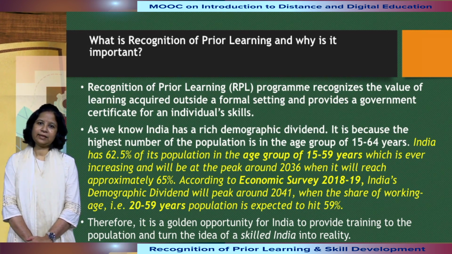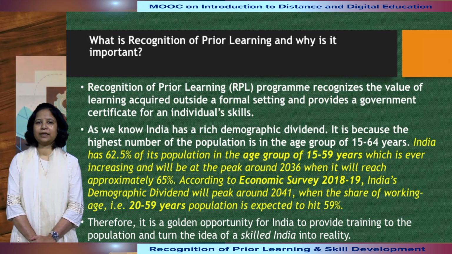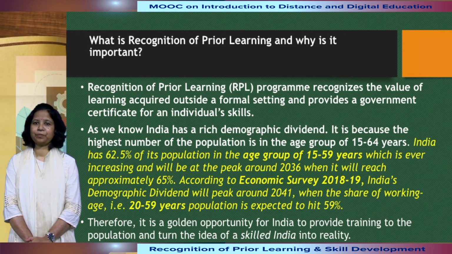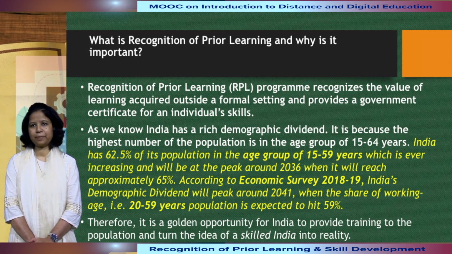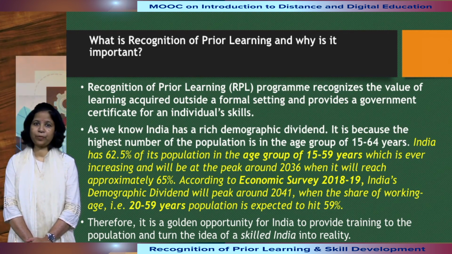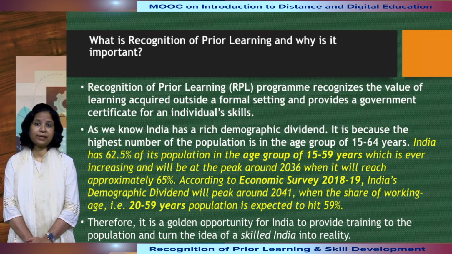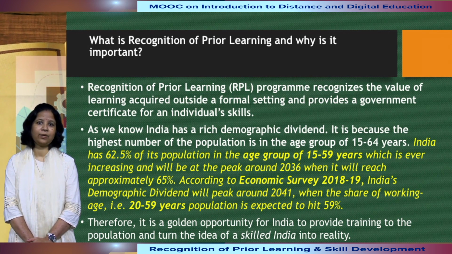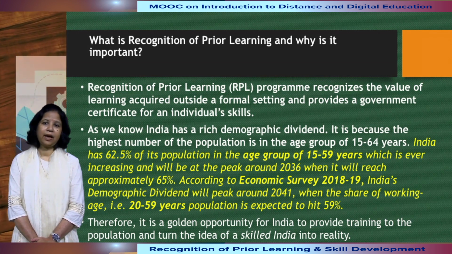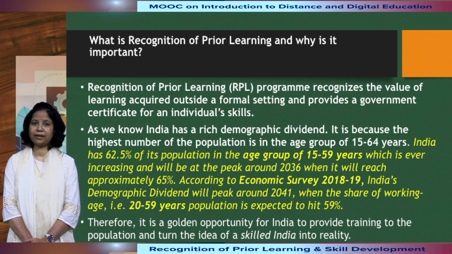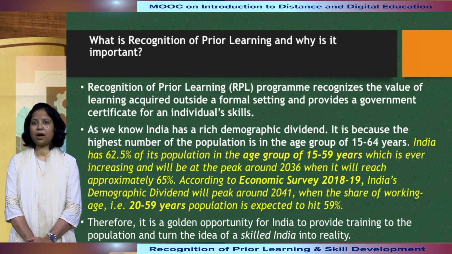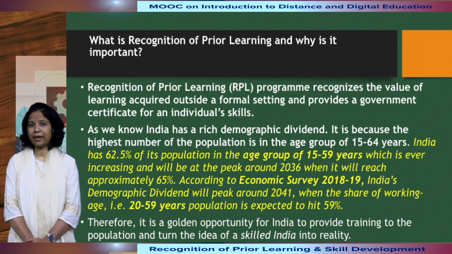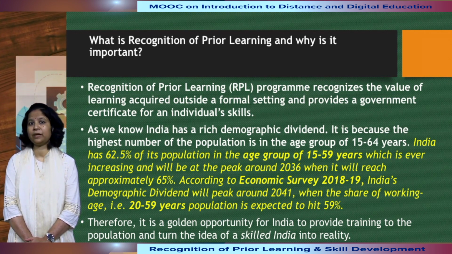As we know, India has reached demographic dividend. It is because of the highest number of population in the age group of 15 to 64 years. India has 62.5% of its population in the age group of 15 to 59 years, which is ever increasing and will be at the peak around 2036 when it will reach approximately 65%. According to Economic Survey 2018-19, India's demographic dividend will peak around 2041 when the share of working age, that is 20 to 59 ages population, is expected to hit 59%.